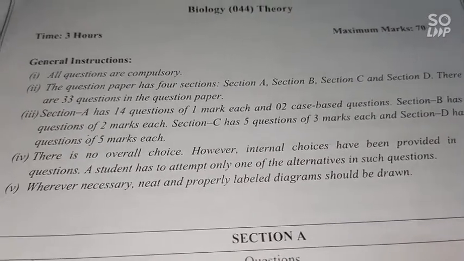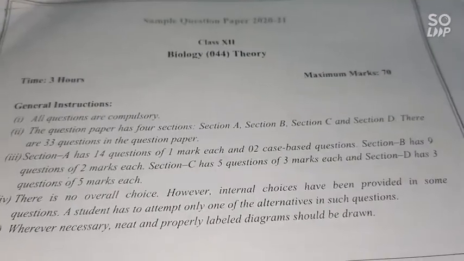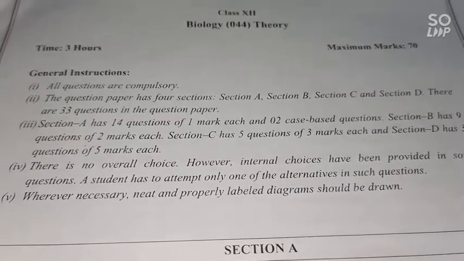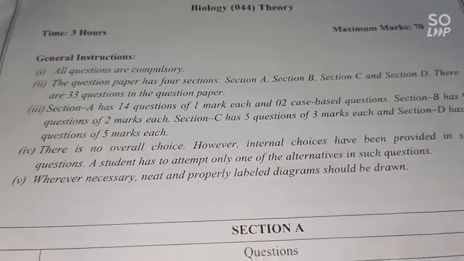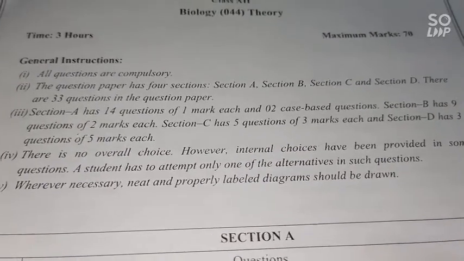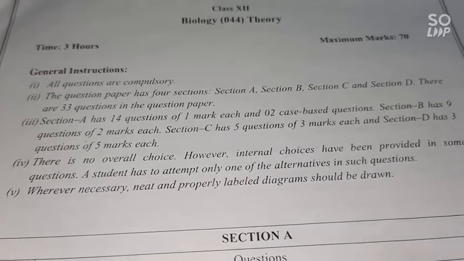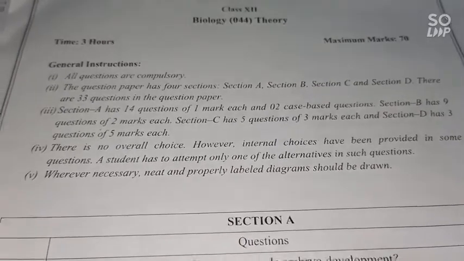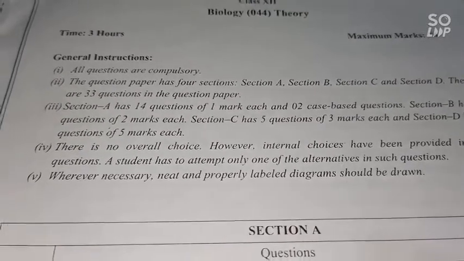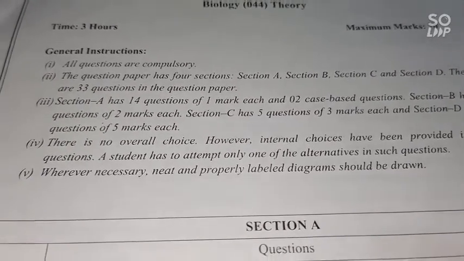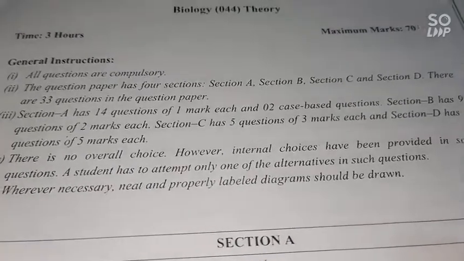That's it. There is no overall choice. However, internal choice has been provided in some questions. A student has to attempt only one of the alternatives in such questions. So take this instruction very seriously, because we have noticed some of the children attempt both the choices. That's very wrong. Whichever you write first, that will be considered. The second one will not be considered at all. So you have to take this very seriously. So there is no overall choice in the question paper. Internal choices are there, which you are already very well aware of.